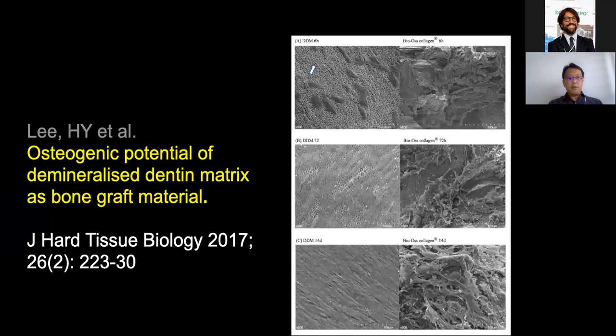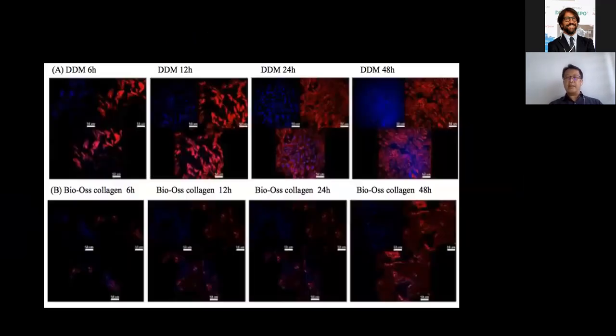So, in fact, it's proven in other literature where they look at the osteogenic potential of a demineralized dentine matrix, and they can show it on SEMs as well. In fact, they also use very interesting immunofluorescence microscopy to look at the contents of the cell.